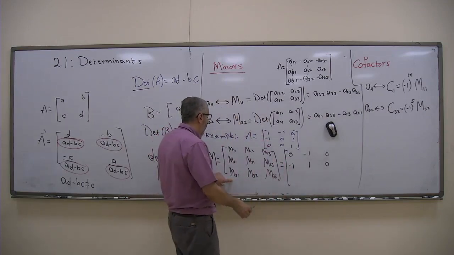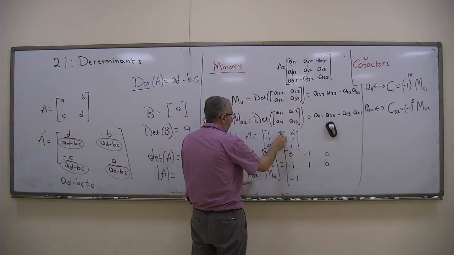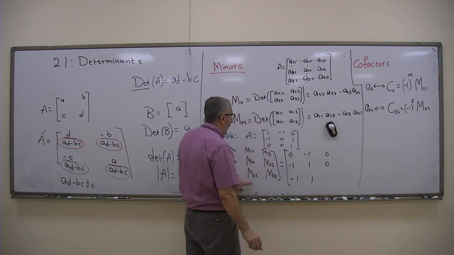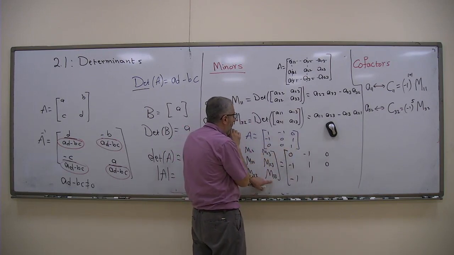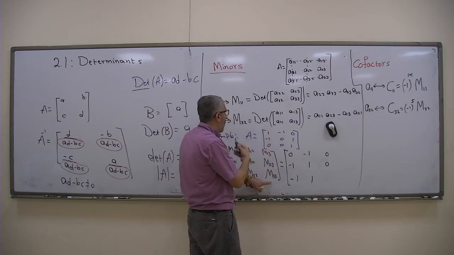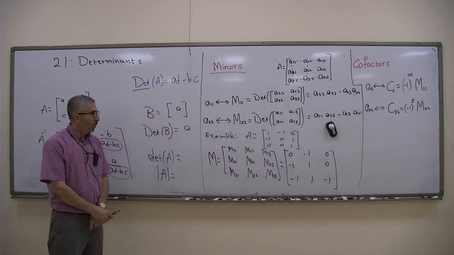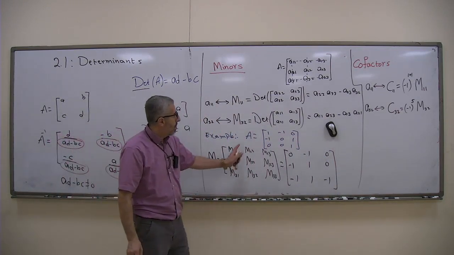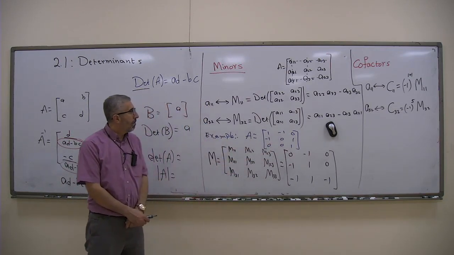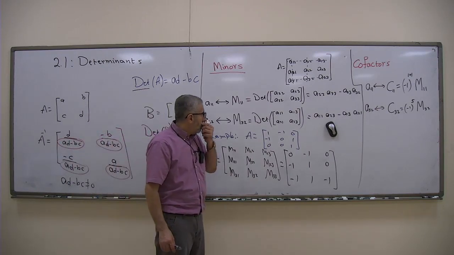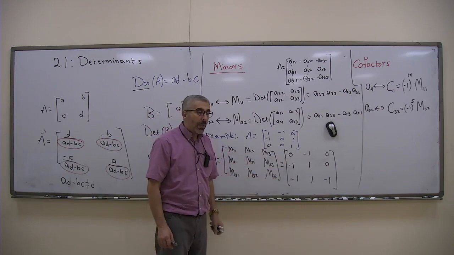Now, M31. Cover this, you have negative 1. Here, cover this, you have 1. And M33, cover this, you have 0, and you have minus 1. Please double check. All right. So that is the matrix of minors.